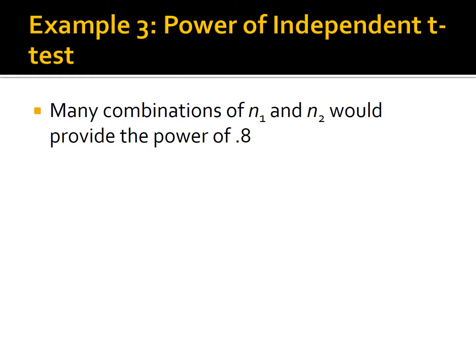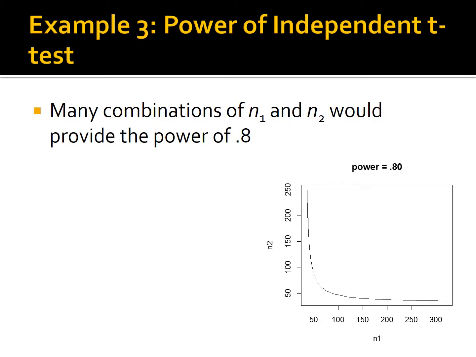In this case, many combinations of n1 and n2 would provide exactly the same power of 0.8. This is the graph, where the asymptote of n1 when n2 increases to infinity would be around 35, and the asymptote of n2 when n1 increases to infinity would be 35 as well.